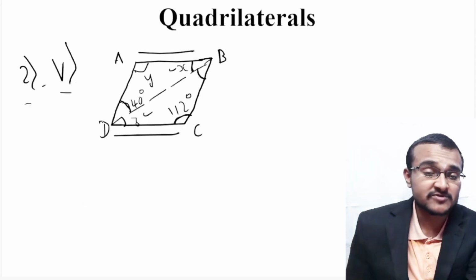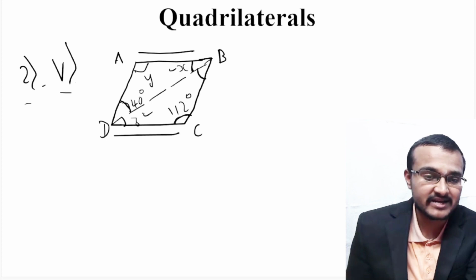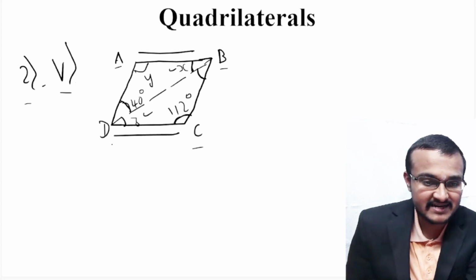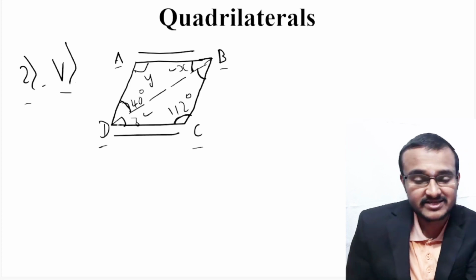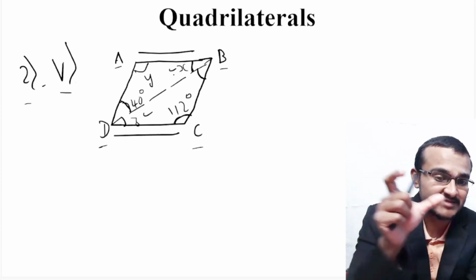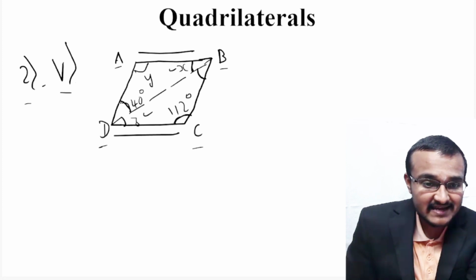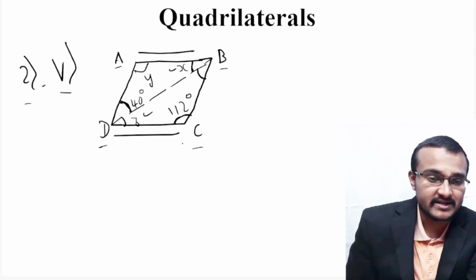Coming to the next question, we have a parallelogram like this where we have to find X, Y and Z. Let us name this parallelogram A, B, C and D, where AB is parallel to DC. There is a diagonal joining these two ends of the parallelogram, that is D and B. This particular angle ADB is equal to 40 degree.